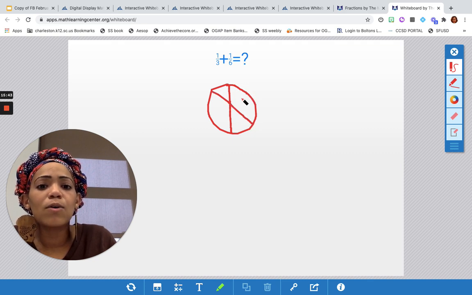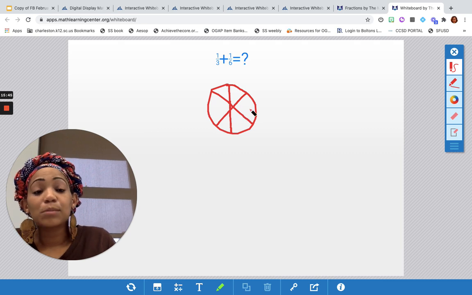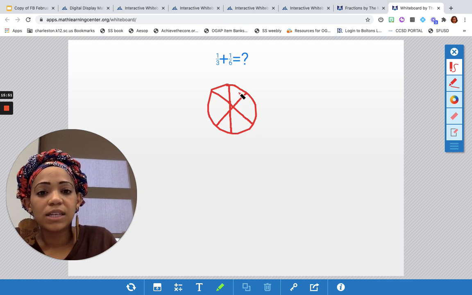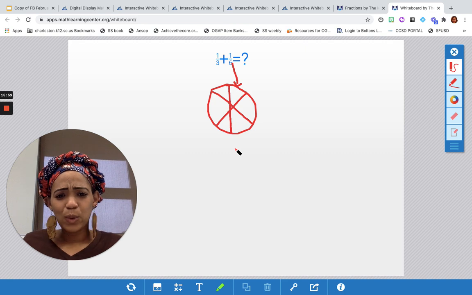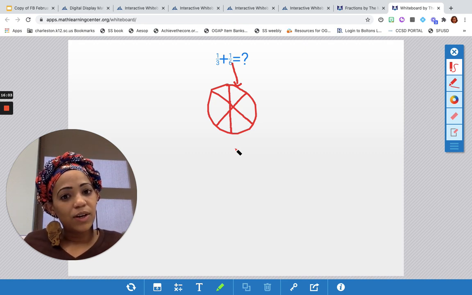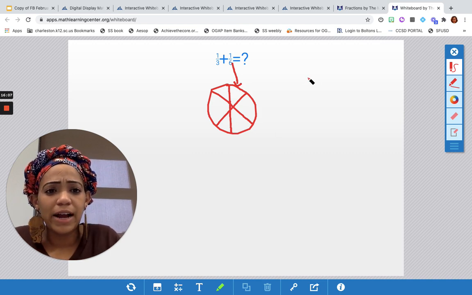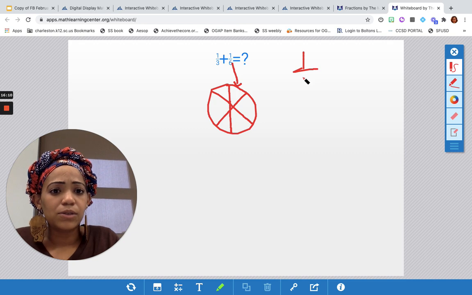And I know, guys, that it's not perfect, but just bear with me. So I have sixths here. I am trying to add 1/6, which is here. Here's my 1/6. And I need to add a third to it. The question is, how many thirds are equivalent to sixths? We need to make an equivalent fraction here. Here's 1/3 equals how many sixths?